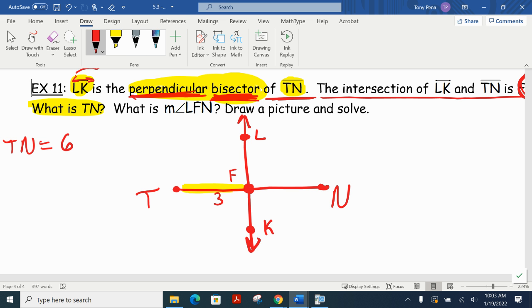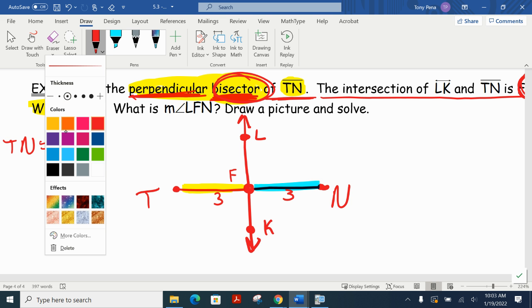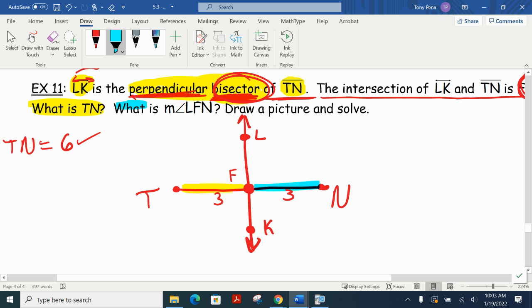Good. If that is bisecting that segment, then that means this segment here, the one I have highlighted in yellow, and the one that I'm now going to highlight in blue, those have to be equivalent to each other. So when I tell you that this is 3, that means this one over here is also 3. The question is then asking you for the full length of the segment from T to N, so it's just those 2 3s added up. So we're going to get a 6. All right, and then again, if we understand what this is setting up, the next question should also be nice. Find the angle that would be drawn from L to F to N.